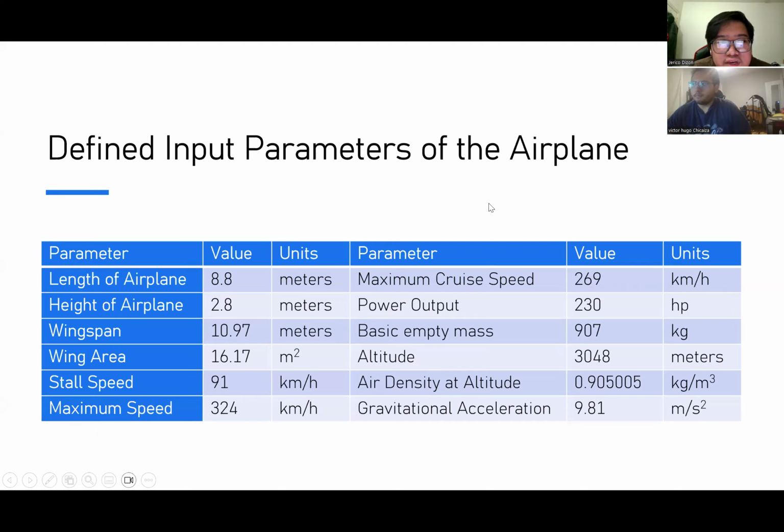Here are the defined input parameters of our airplane, which we got from Textron Aviation, and with which we were able to find the basic dimensions and speeds of our airplane. In this table we defined the altitude at 10,000 feet or 3,048 meters, and the air density at the altitude was 0.905 kilograms per meter cubed. And of course, the gravitational acceleration, which is 9.81.